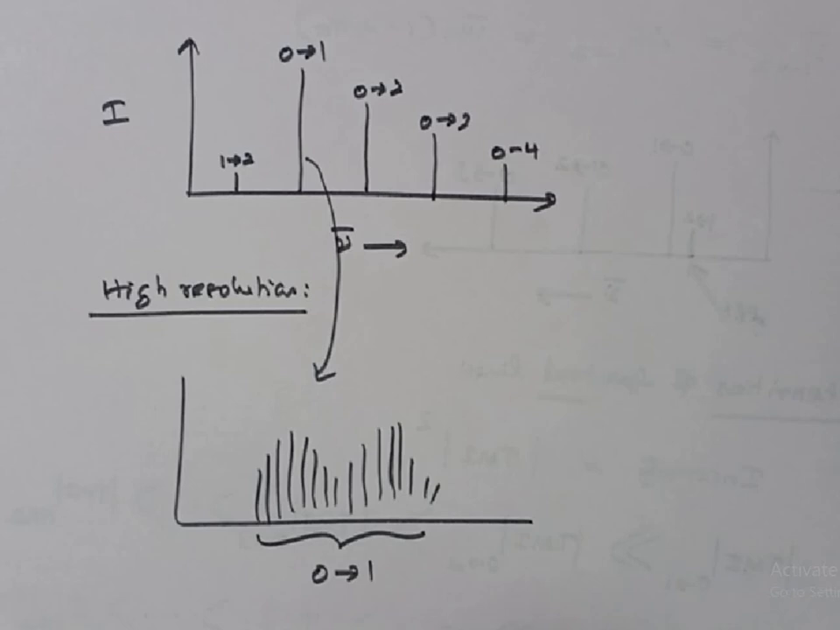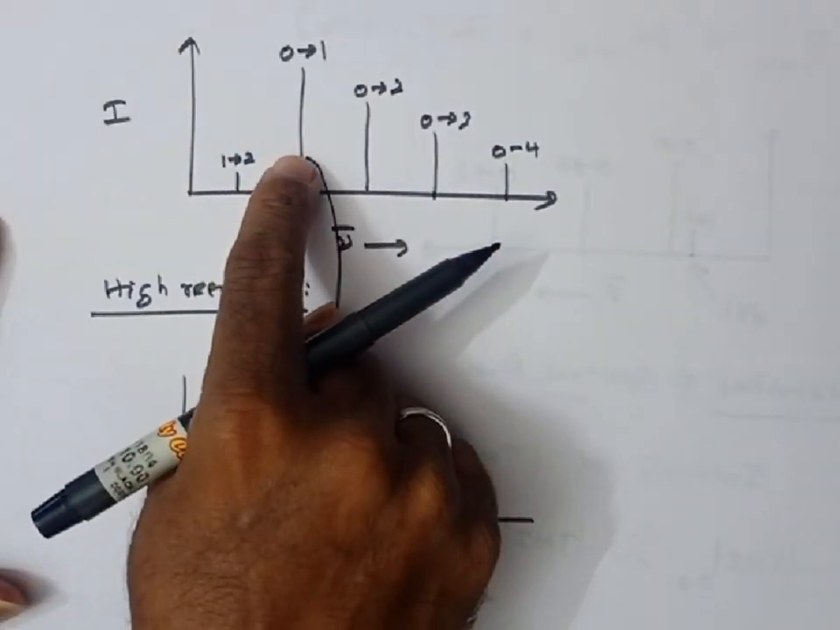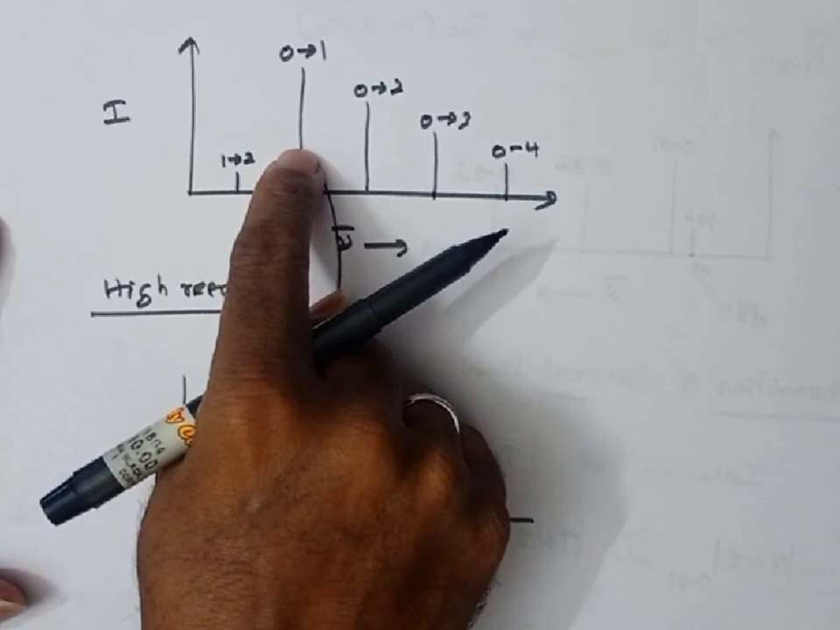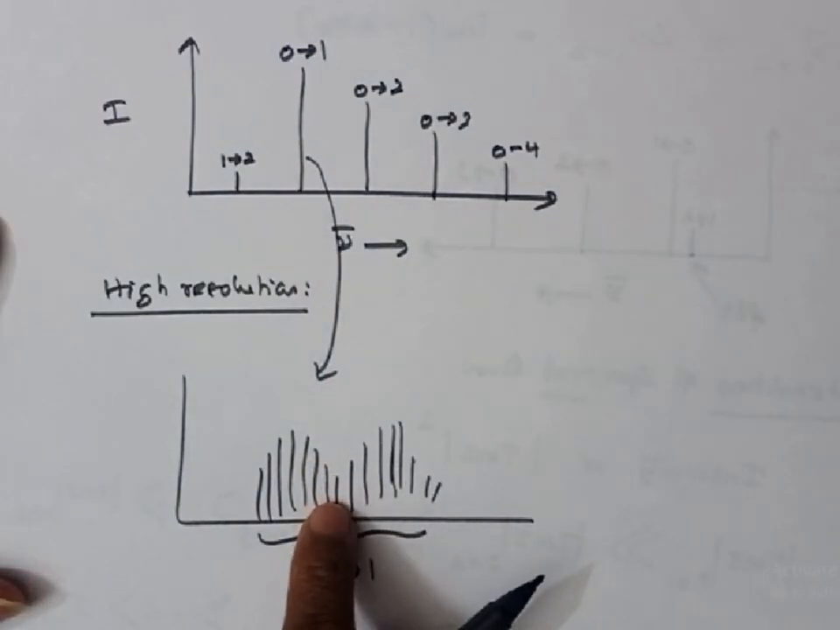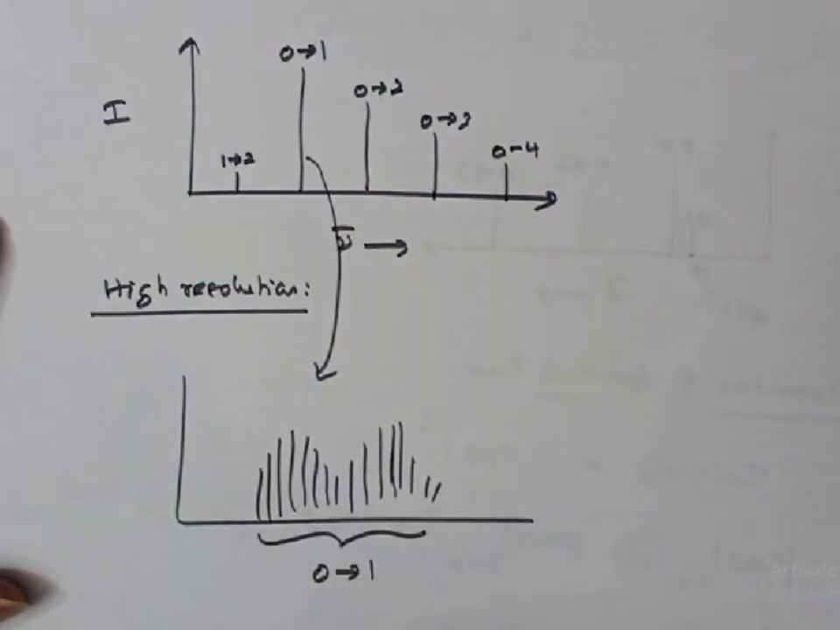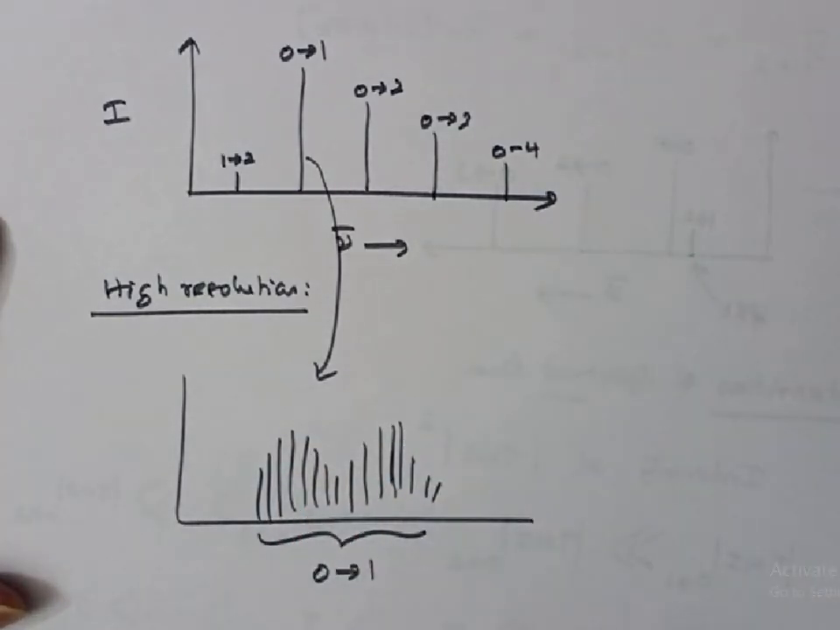I stop here. In the next class, we are going to see how to explain these lines. Each line in the spectrum under low resolution IR spectroscopy will appear with many lines in high resolution. You cannot explain this using just the Morse function. So in the next class, we are going to incorporate rotational motion with the vibrational motion.